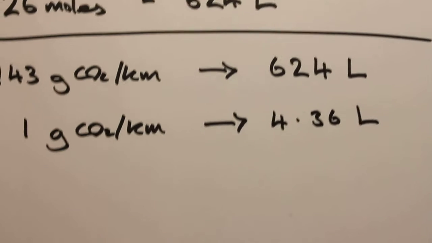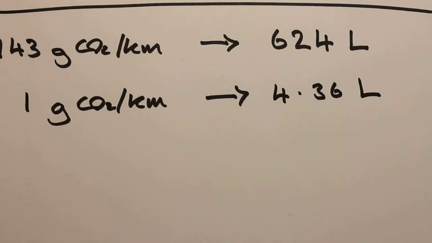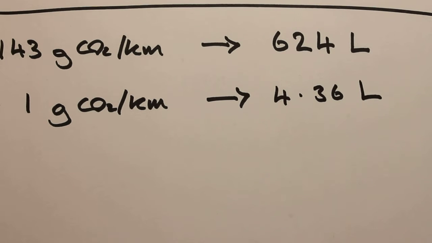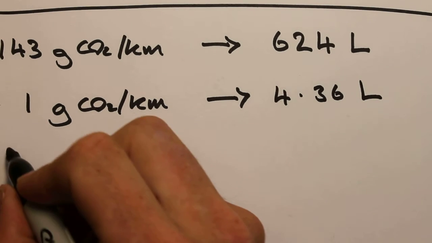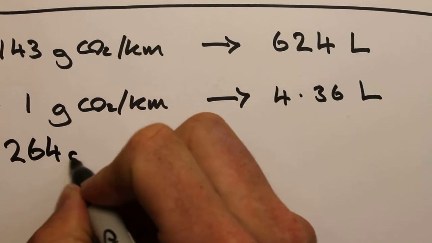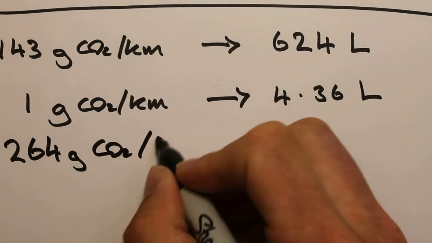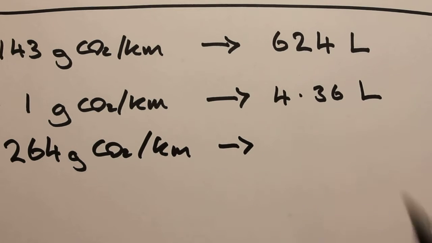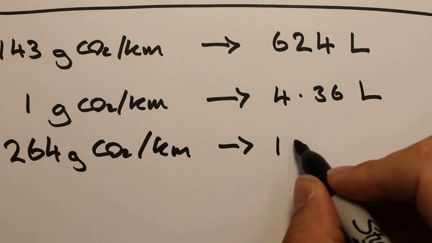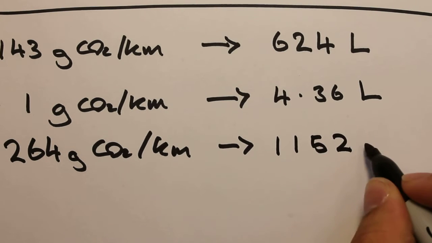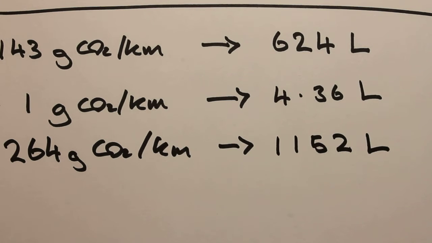Now we can multiply this by our SUV, and we're told that our SUV has an emission rating of 264 grams of CO2 per kilometre. We'll now multiply this by 264, which is 1,152 litres. Now a lot of people would just stop there and move on to the next question.